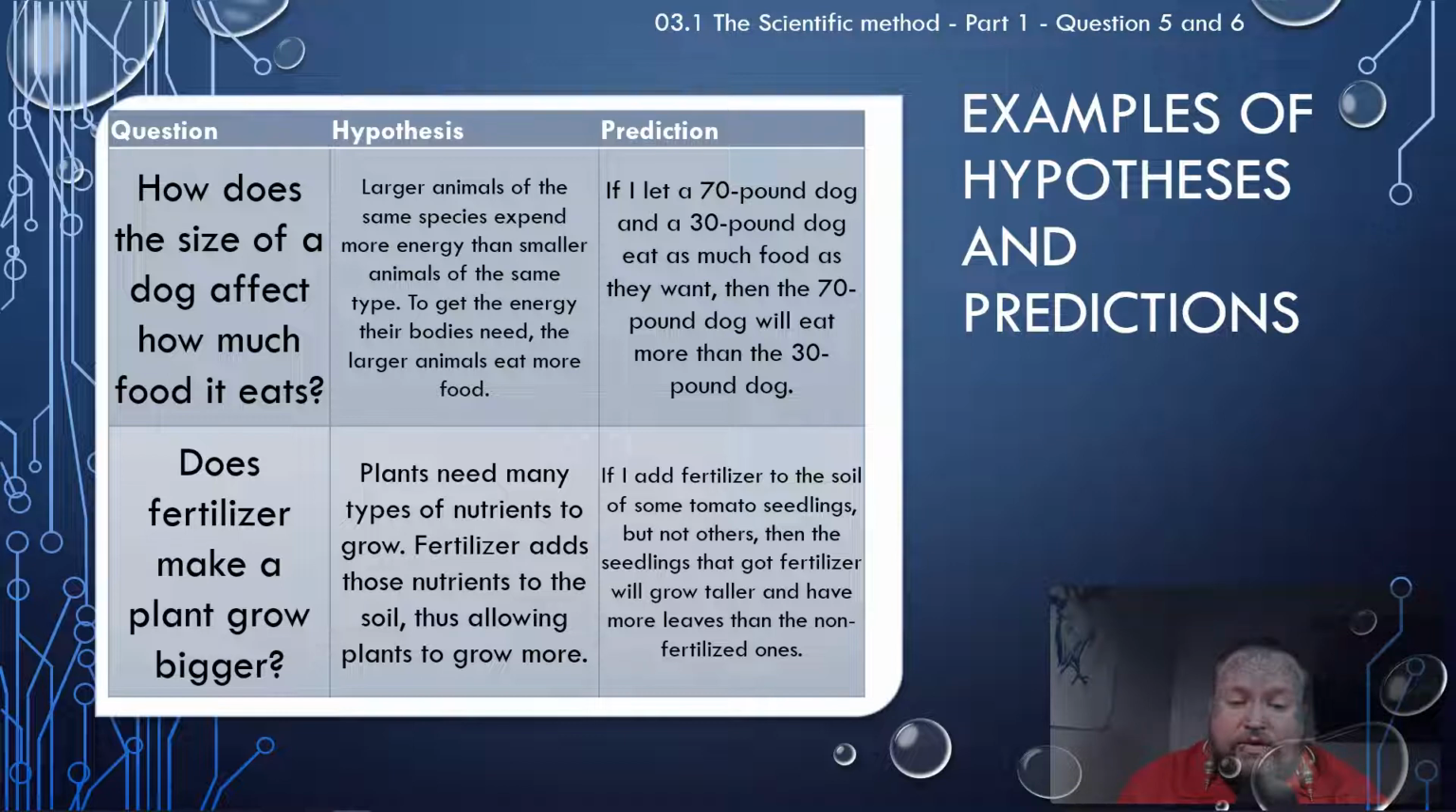And then they talk about things when they say, okay, grow bigger. They define it better by saying things like, okay, we'll have more leaves. We'll grow taller and have more leaves than non-fertilizer ones. So they can count the leaves specifically from the plants. They can say it grows taller. It's something that's measurable from there.